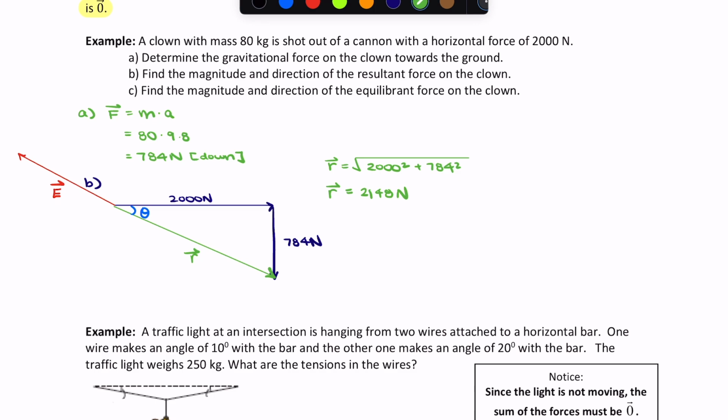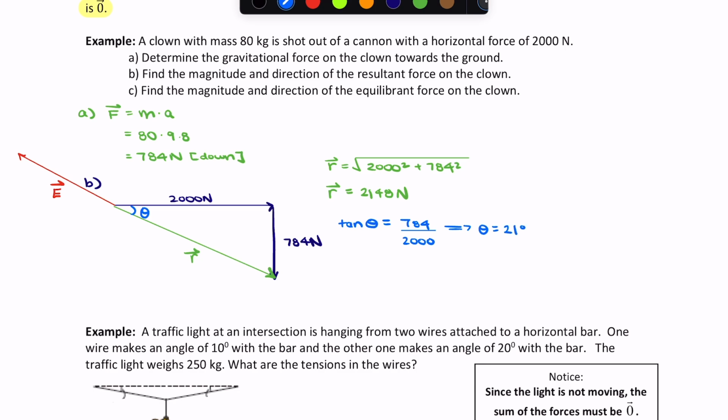So here we're going to find, again, our angle. So we're going to use, again, our trigonometric ratios. Here we see that tan theta is equal to 784 over 2000. So here we see that theta is equal to 21 degrees.